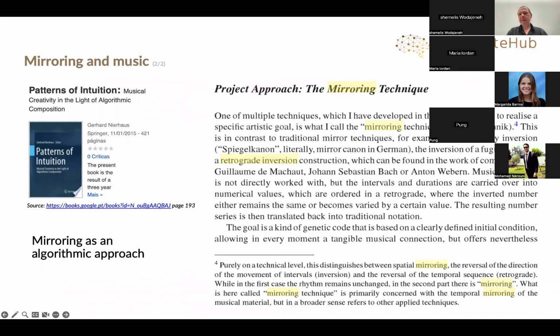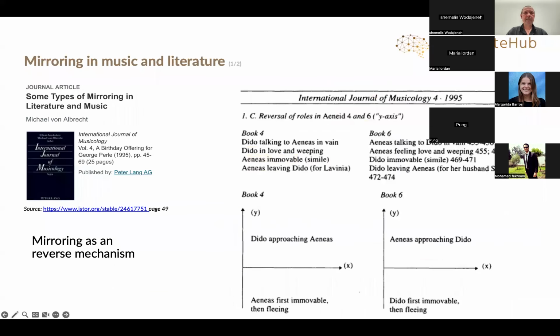So looking into that a bit further, you also can see that mirroring is used as an algorithmic approach to detect patterns. So if you are working on that end, feel free to take a look into the book on the left-hand side. And it is also used as a reverse mechanism, right? And that goes from the music. So how do I build up things? How do things belong together?